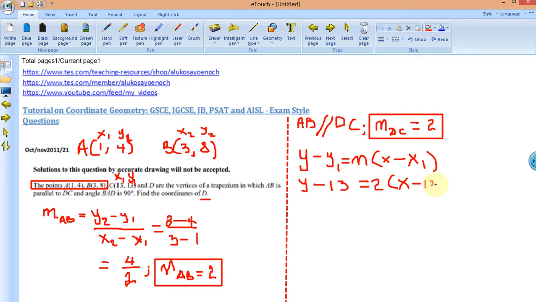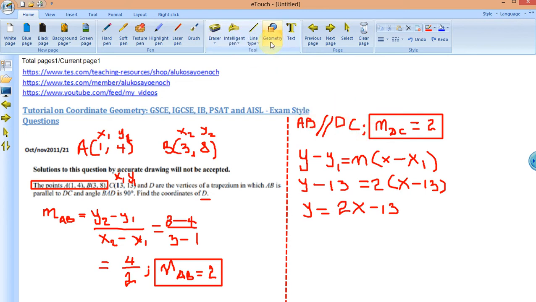So I can open up and complete the stuff now. Better still, I'm going to have y equals, if you open up this bracket, you have 2x minus 26. If you move minus 13 to the right hand side, that will be plus 13. So minus 26 plus 13 will give you minus 13. So the equation will be 2x minus 13. So y = 2x minus 13 is the equation of the parallel line, the line DC parallel to AB.